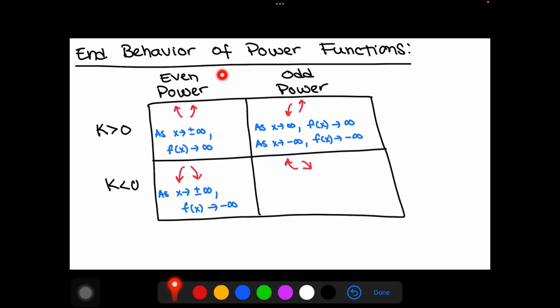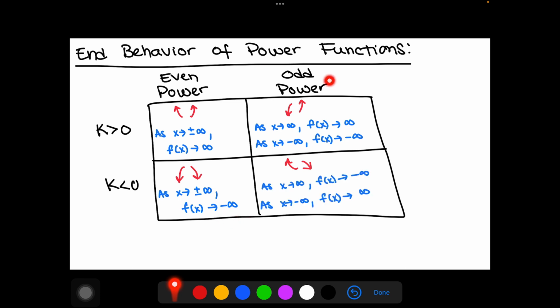So my other two cases, even power, negative constant, both ends go down. I would describe that as x goes to plus or minus infinity. That means when I go to the left or the right, the y values go down. The y values go to negative infinity.